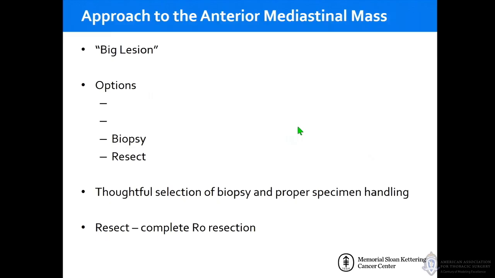If it's a big lesion, I think your options really boil down to, should I biopsy this or resect it? And I think a thoughtful selection of your biopsy strategy and technique and ensuring that you handle your specimen properly is critical. And if you choose to go straight to surgery, obviously your goal is a complete or R0 resection.